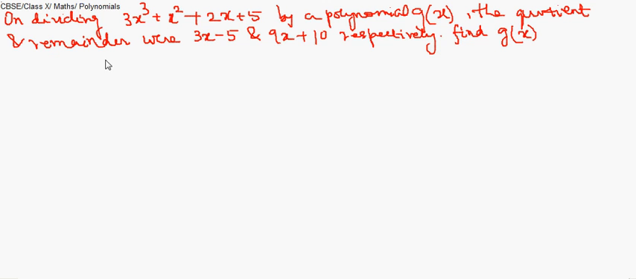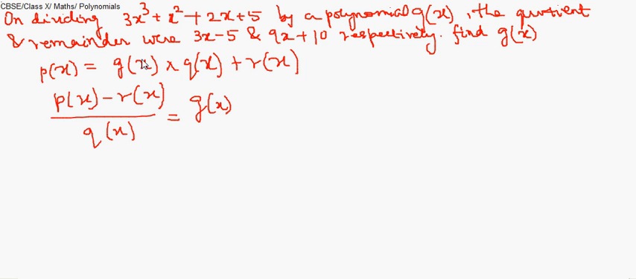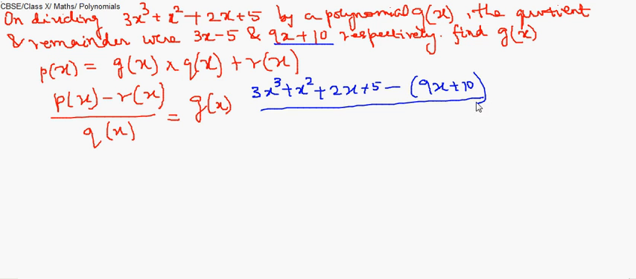That means we now have to apply the division algorithm. It says px is equal to gx multiplied by qx plus rx. In this, how do we find the gx? So gx will be px minus rx by qx. So let us substitute these values. Px is given by 3x cube plus x square plus 2x plus 5 minus remainder is given by 9x plus 10, this whole by qx, which is given as 3x minus 5.